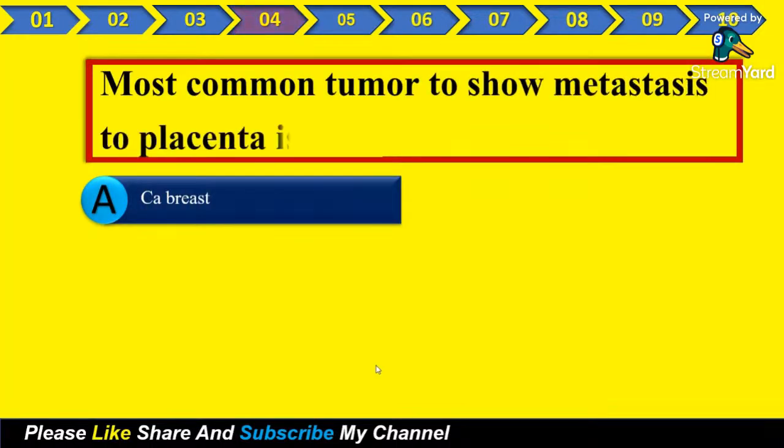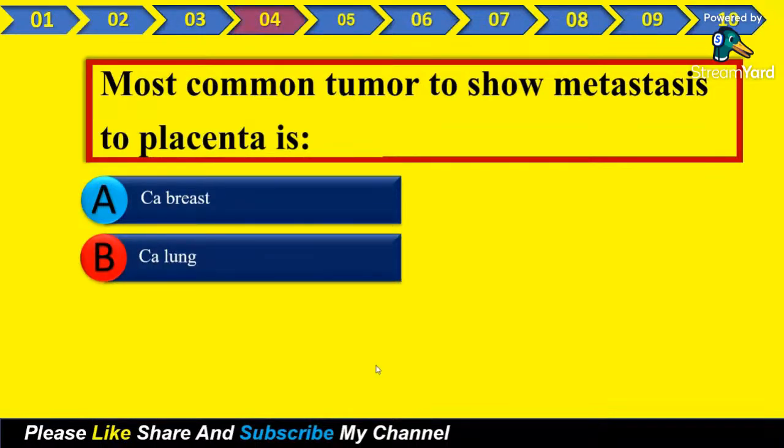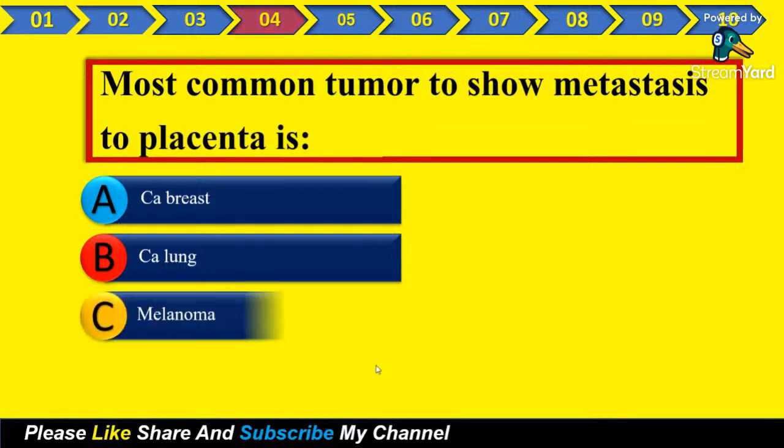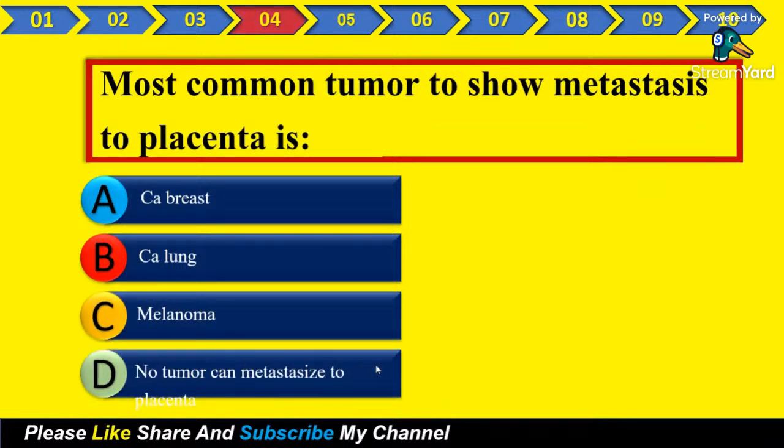Most common tumor to show metastasis to placenta is A. CA breast, B. CA lung, C. Melanoma, D. No tumor can metastasize to placenta. So what do you think is the correct answer here? Which tumor can metastasize to placenta?